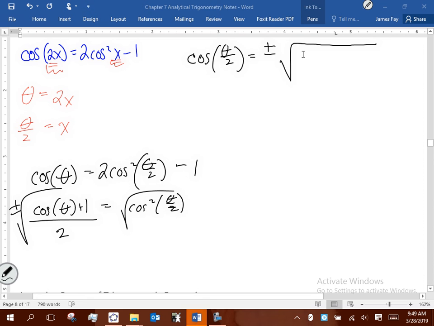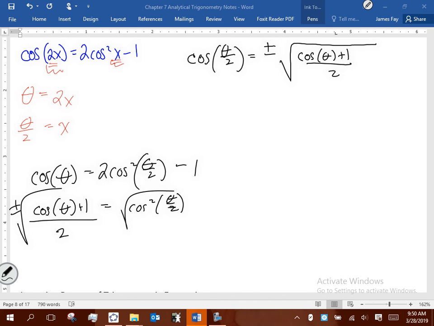We usually write it as cosine theta plus 1 all over 2. And the plus or minus is then chosen by us by knowing what quadrant theta over 2 is in. Does that make sense? Okay, so if they gave me theta to be 160, theta over 2 would be 80, right? So then I would take cosine of 80 has got to be a positive number, so I'd take the positive version.